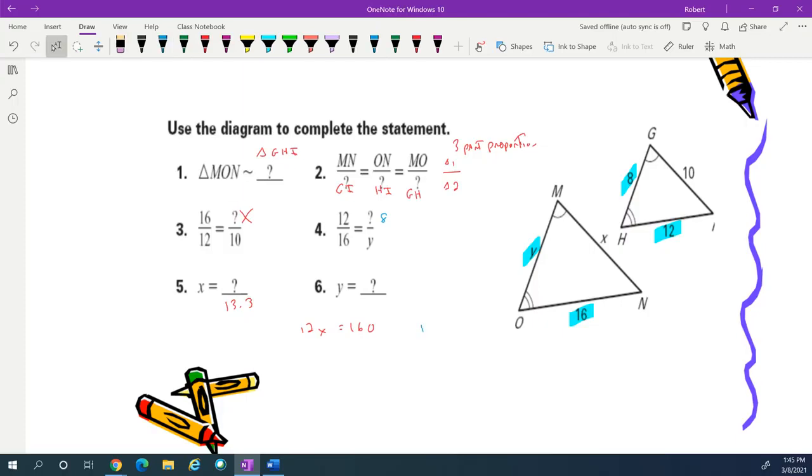We get 12y. 16 times 8 is 128. And when we divide that by 12, we get 10.7.